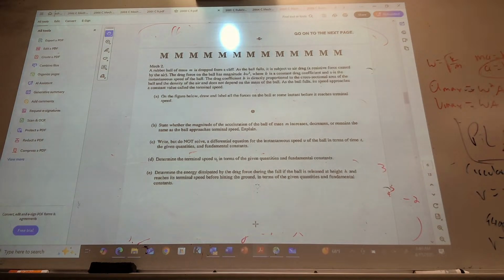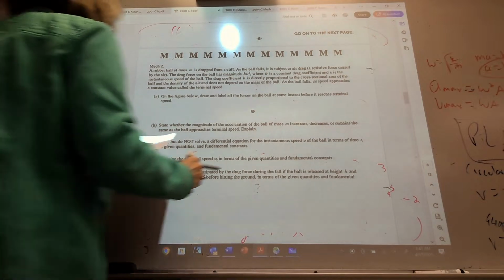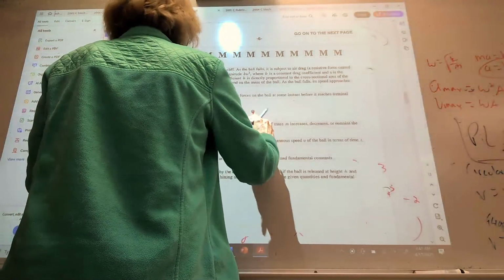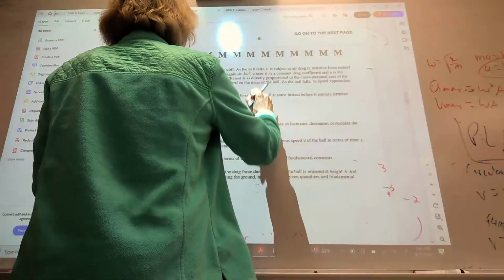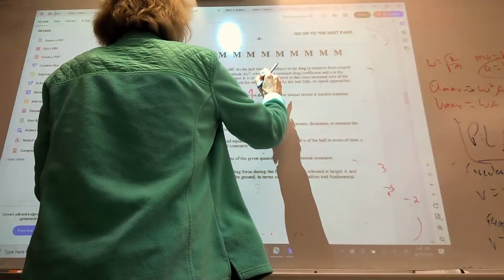How many vectors do you have to draw? Just two. What are they? Right. You have the weight and you have the drag force. Now they should be going in opposite directions, right? The weight and then the drag force.